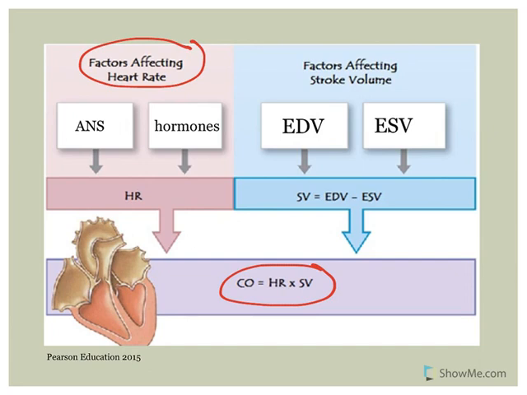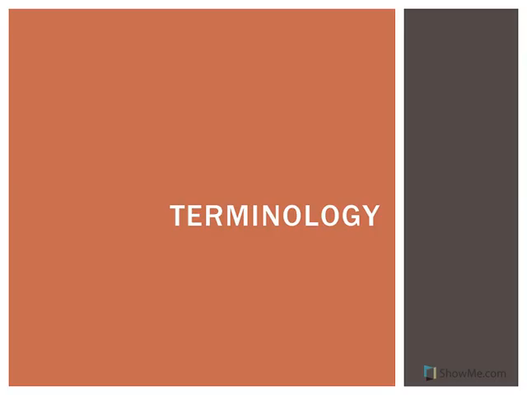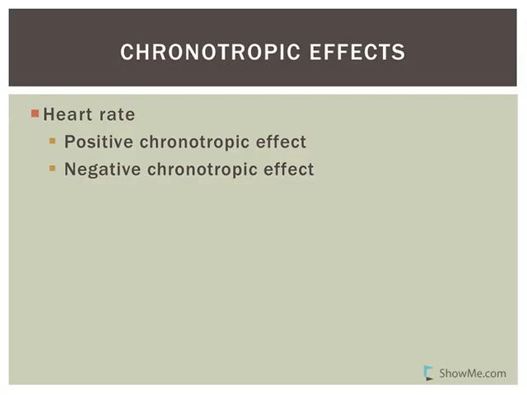Before we start looking at things that could affect cardiac output, I have to go over some terminology. The first terminology we're going to look at is things that have what we call chronotropic effects. Chrono means time. So if a factor has a chronotropic effect on the heart, it affects heart rate. If I say something has a positive chronotropic effect, that means it increases heart rate. If something has a negative chronotropic effect, that means it decreases heart rate.